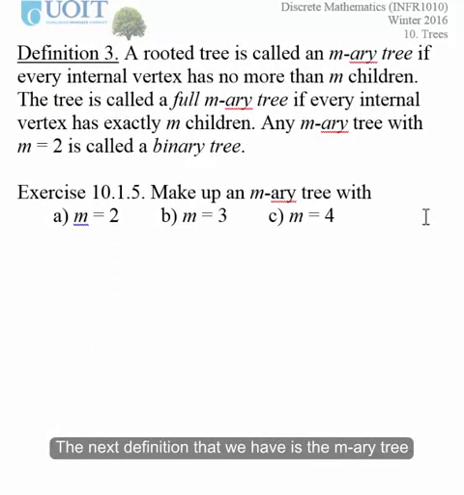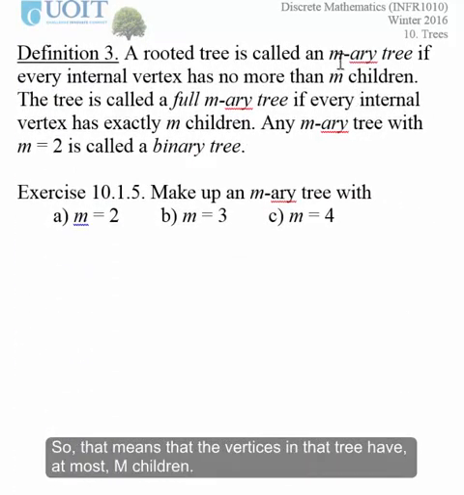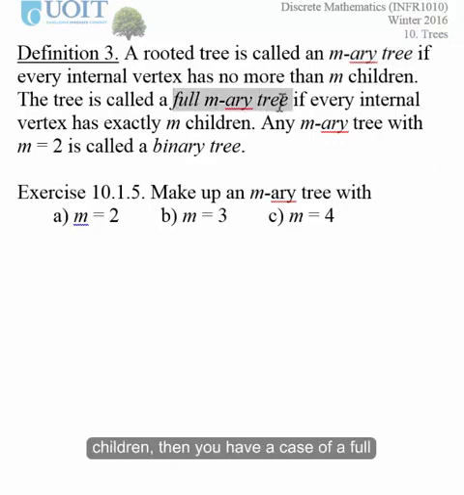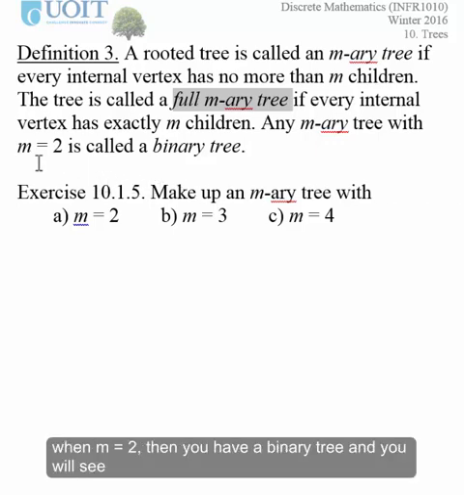The next definition we have is the m-ary tree. That means that the vertices in that tree have at most m children. And if all of the vertices have m children, then you have a case of a full m-ary tree. In the case when m is equal to 2, then you have a binary tree.